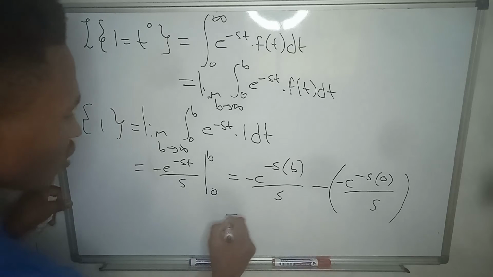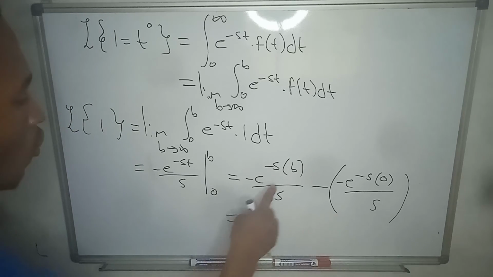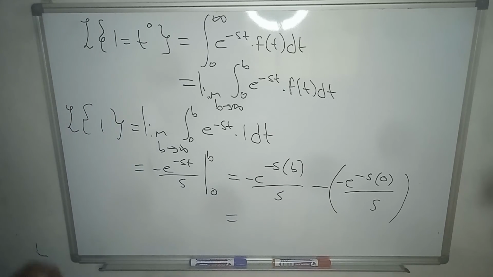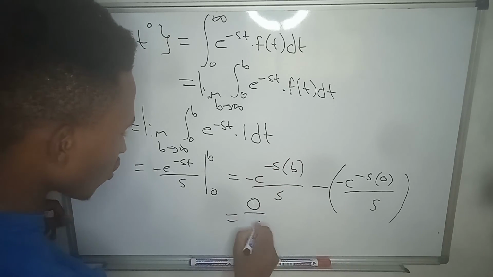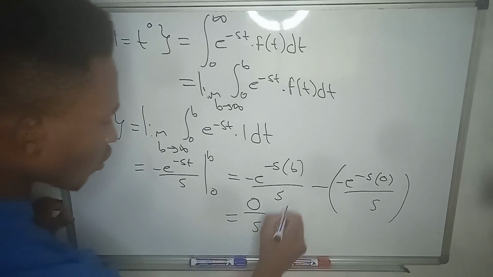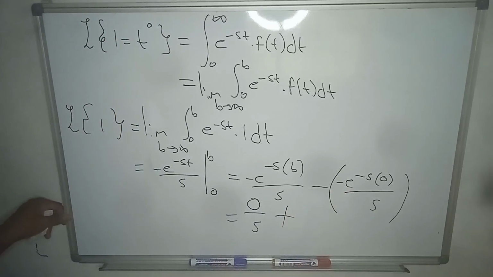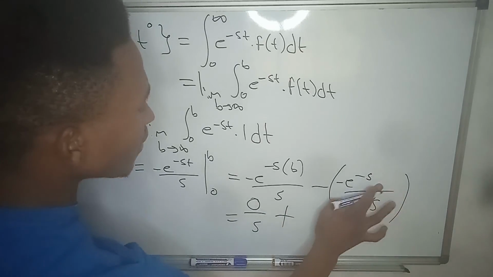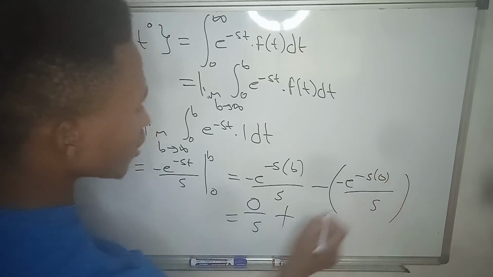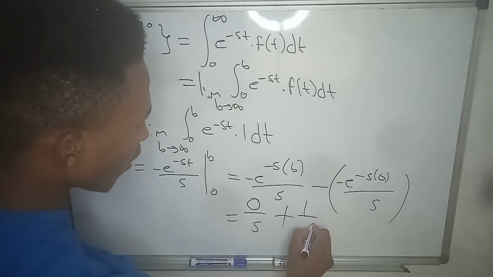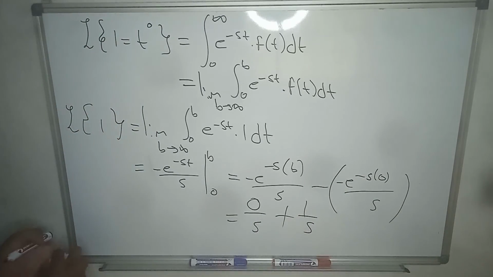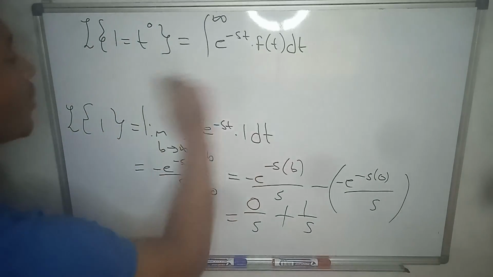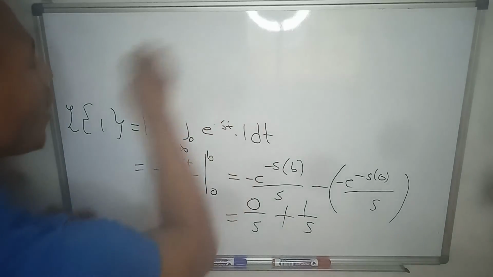So check this out, guys. When b goes to infinity, this whole part goes to 0. So it will just be 0 over s. And this one will be negative, negative, positive. And anything raised to the power 0 is just 1. So it will be 1 all over s. So our final answer will be 1 over s.